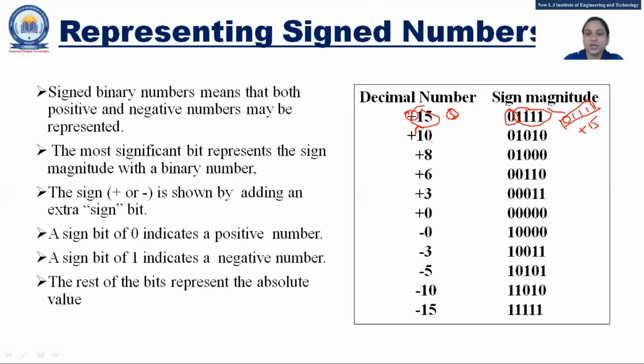Similarly, 10 is represented as 1 0 1 0, and to indicate that it is positive 10, we place a 0 here. Now you can see for plus 8, a 0 is placed over here. Now if you want plus 6 in a 5-bit representation, we have to add an extra 0 for the 4 bits and a 0 for the sign. Now if you want to represent plus 3 in 5 bits, 3 in binary is 1 1, so 0 0 0 1 1, and one extra bit for the sign, 0. Now plus 0 in 5 bits, so all five 0s will be there.